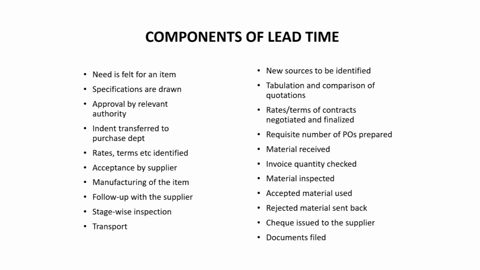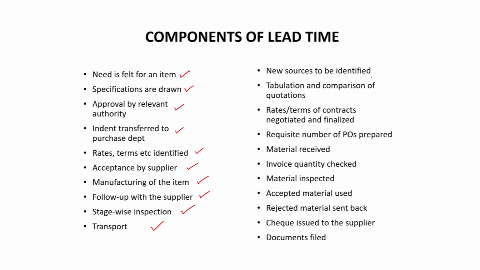These are some of the various steps which are there: when the need is felt, the specifications are drawn, and approval is given by the relevant authority. There may be a large lead time because of administrative reasons, because of transportation, or from the supplier side also. Indent transfer to the purchase department, rates and terms are identified, acceptance by the supplier, manufacturing of the item, follow-up with the supplier, stage-wise inspection, transport and so on. So, what needs to be done?